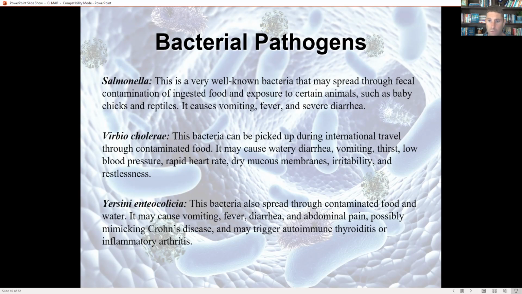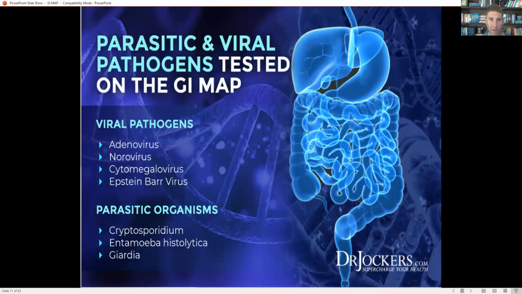Vibrio cholera, right? So cholera, people have heard of that, cause a lot of different problems there, cause a lot of issues with blood pressure, for example. Low blood pressure can be an issue there, dry mucous membranes. Okay, again, Yersinia enterocolitica could cause a lot of issues: vomiting, fever, diarrhea, abdominal pain, can mimic Crohn's disease, and may trigger autoimmune thyroiditis or inflammatory arthritis as well. So a lot of these can.